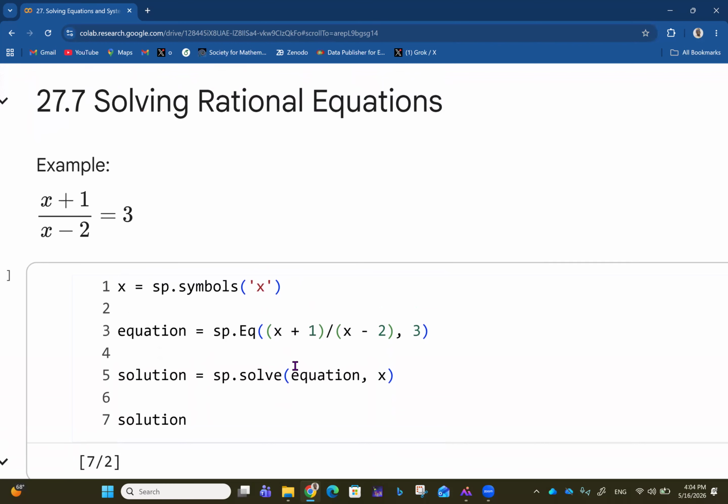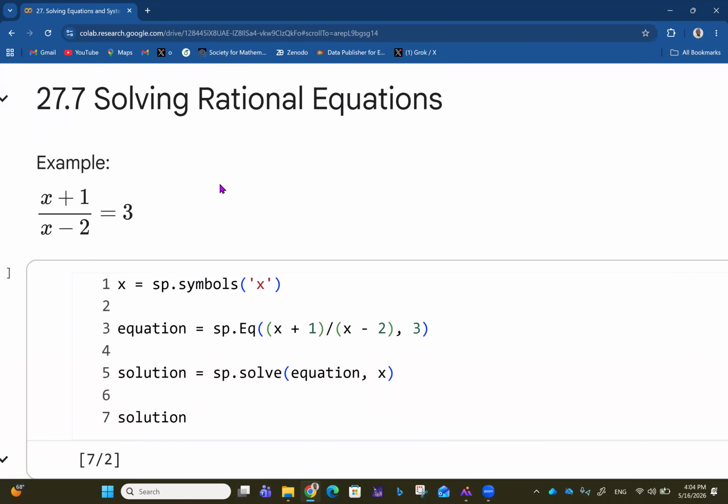Then how about you want to solve rational equations? So rational equations, of course, the word rational talks about ratio. So a rational equation will be an equation involving a numerator and denominator equal to something else, like x plus 1 over x minus 2 equals 3. So to solve this normally, you multiply both sides by x minus 2, so that'll be x plus 1 equals 3 times x minus 2. That will be x plus 1 equals 3x minus 6.